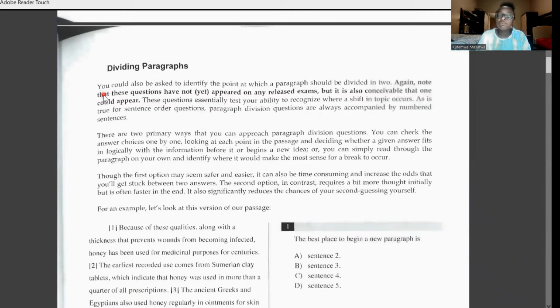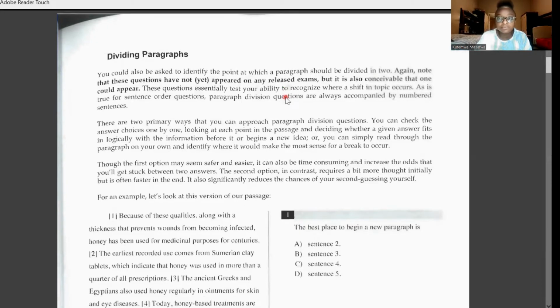Okay, then sometimes you'll be asked to divide paragraphs. This is very rare, but it's possible that you can meet it. So you have numbers within a paragraph, and then you're asked, where should a paragraph be ended, and where can a paragraph begin? So you'll be asked to identify the point at which a paragraph should be divided. Again, note that these questions have not yet appeared on any released exams. It puts it in this way because there was an old version of the SAT and this is a new version. And so there are a lot of differences between the old and the new.